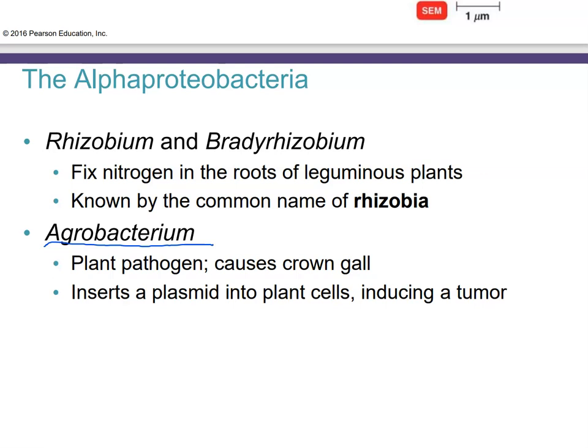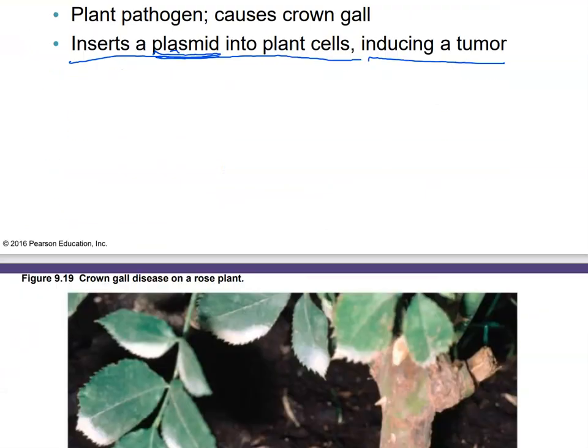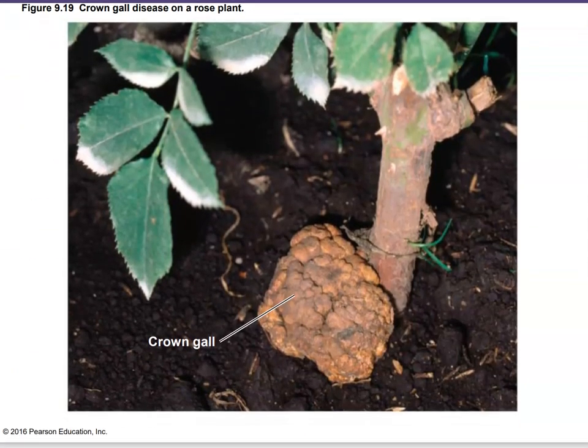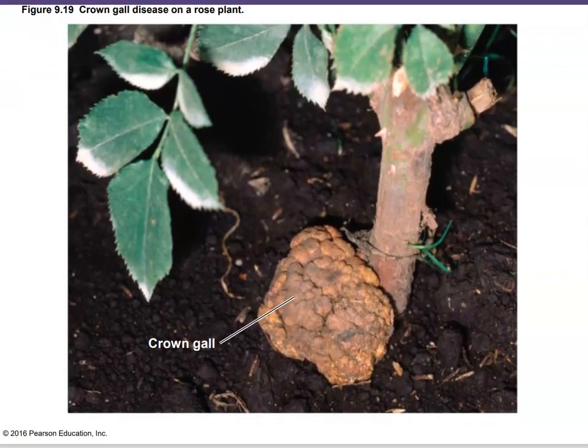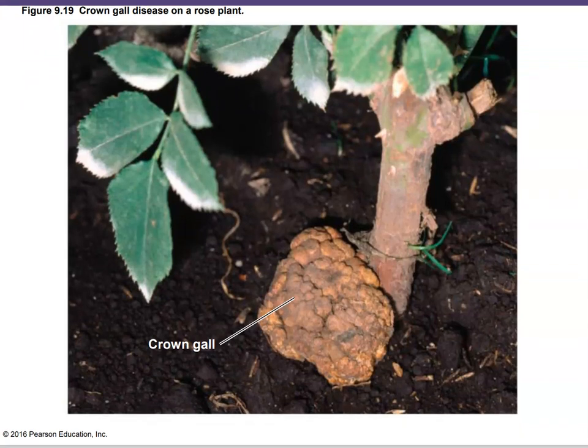But the nice thing is it inserts plasmids into plant cells, thereby giving them new genetic information. Remember, a plasmid is a small circle of DNA that contains genetic information. And this Agrobacterium does induce a tumor. So here's what that looks like. Here you can see this tumor growth that's caused by Agrobacterium tumefaciens.